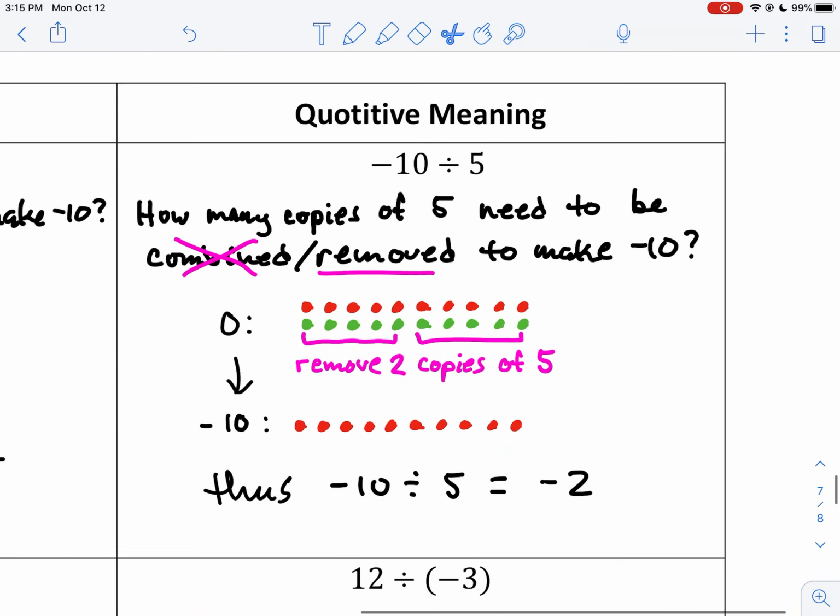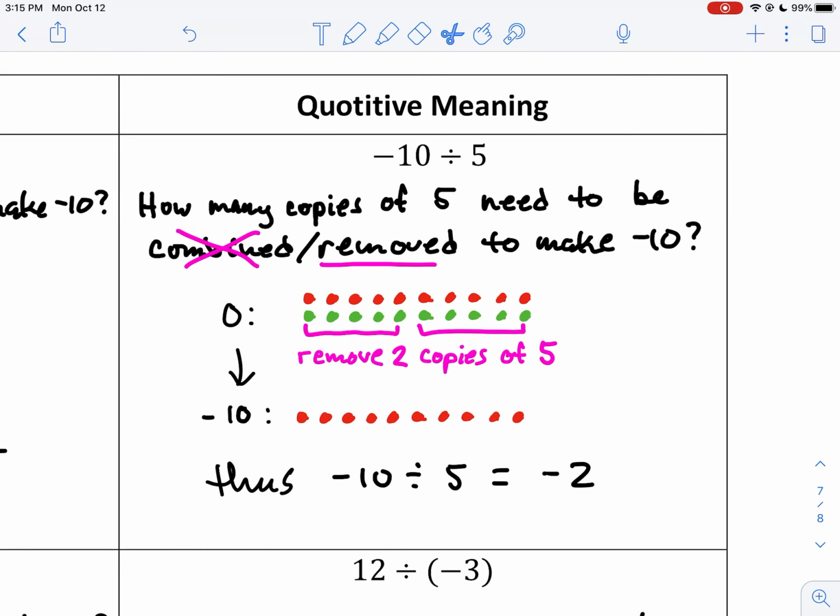Now, the same problems are going to do both quotative meanings, so the question changes. It's now quotative for a missing multiplier, and since the multiplier is unknown, I don't know if it's positive or negative, so I don't know initially if I should be combining or removing. So we just have to think through that a little bit.